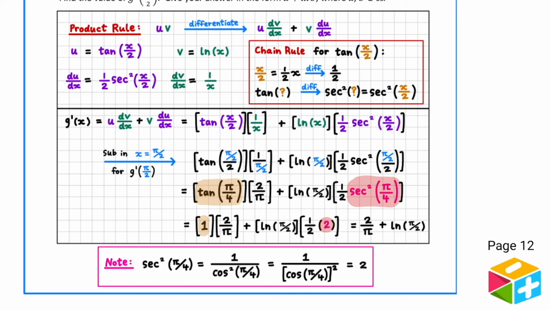Now, for the final simplifications, 1 times 2 over pi is 2 over pi. A half times 2 is 1, so we end up with ln of pi over 2 times 1, which is ln of pi over 2.